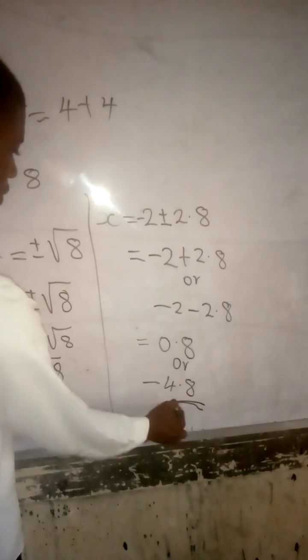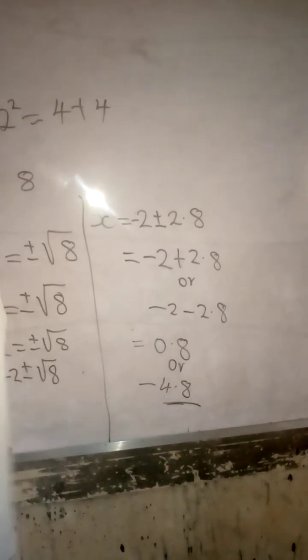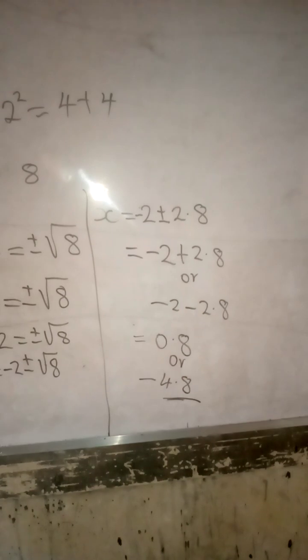So that is how to use the completing the square method to solve a quadratic equation.